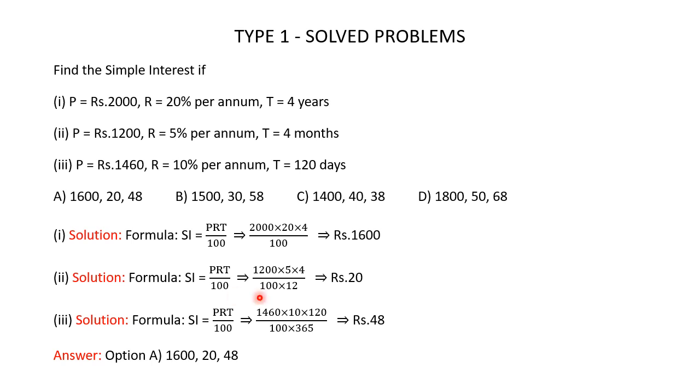So the simple interest for the first question is rupees 1600. For the second question it is rupees 20, and for the third question it is rupees 48. So the correct answer is option A, 1600, 20, 48.